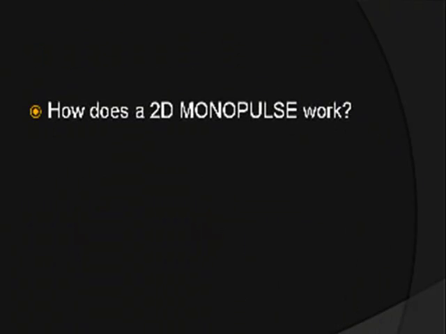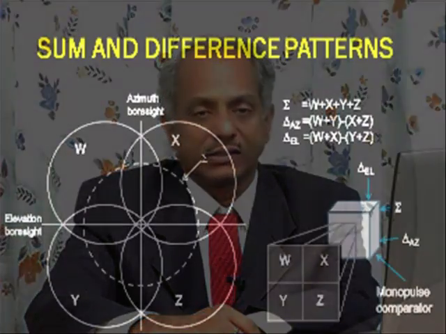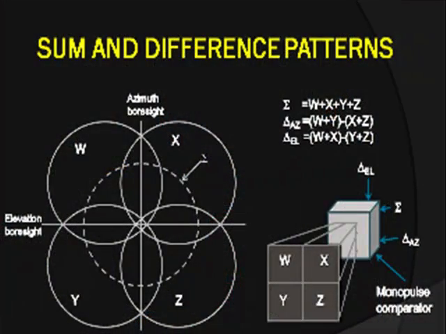How does a 2D monopulse work? What we mean is two-dimensional monopulse. That means it gives the information of both the angle coordinates with a single pulse. Here, let us first understand some new components that are used. One is a hybrid junction, and here the inputs are 2 and the outputs are 2 in this case.